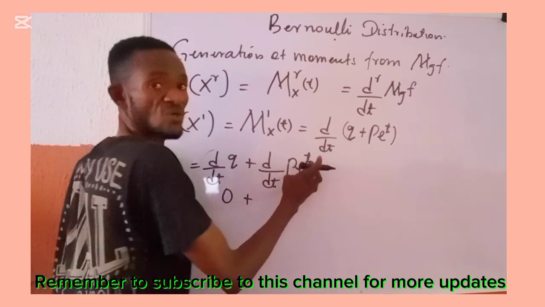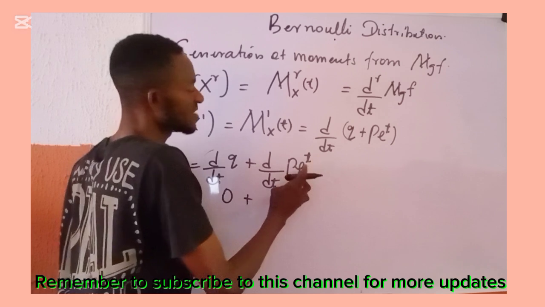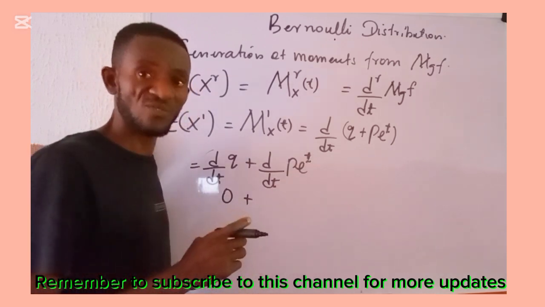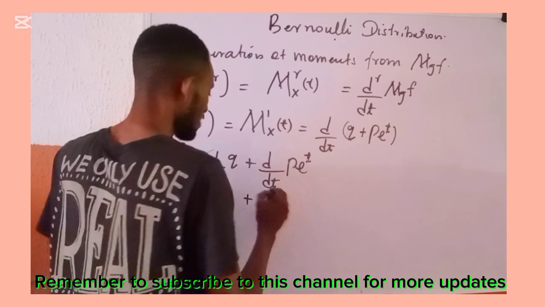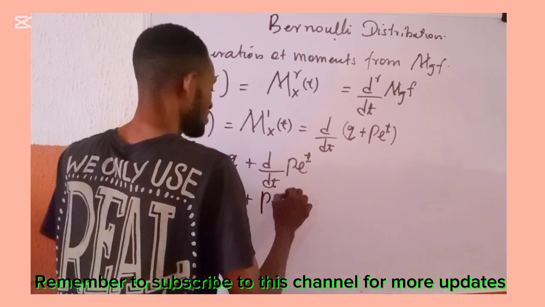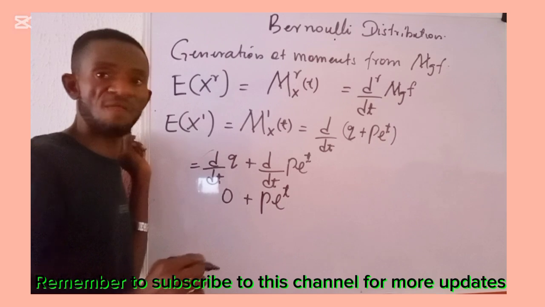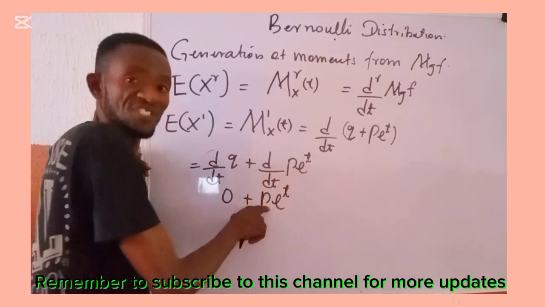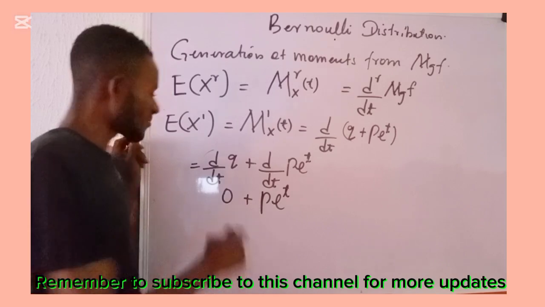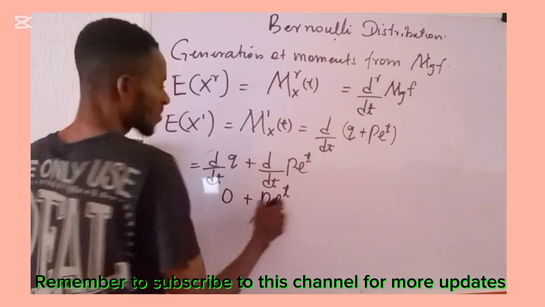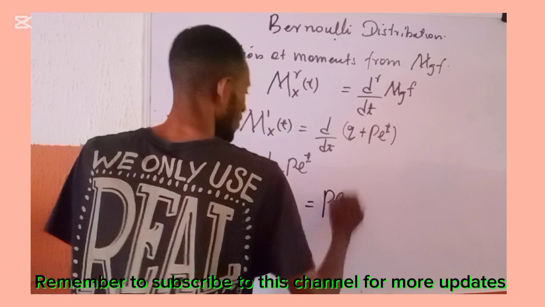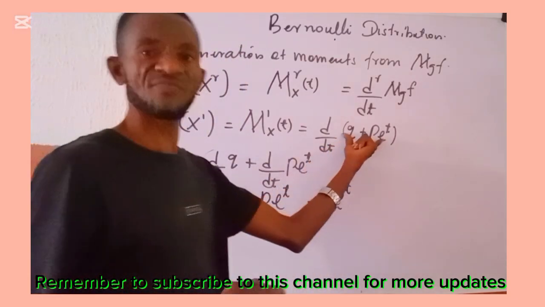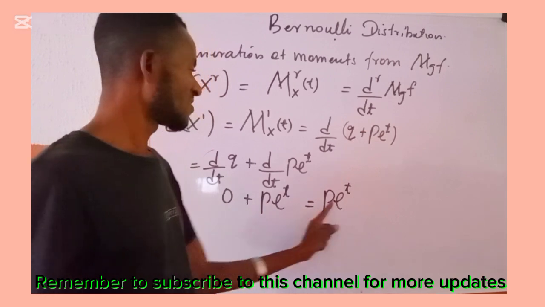And look at where this t is contained. It's just like I'm differentiating e raised to power t, and the derivative of e raised to the power t is just e raised to the power t. So I'll just write what I have here: p of e raised to the power t, because the derivative of e raised to the power t is e raised to the power t. And then this is the coefficient which is supposed to be there. So 0 plus this thing will equally give me p of e raised to the power t. So the first derivative of this MGF is p e to the t.